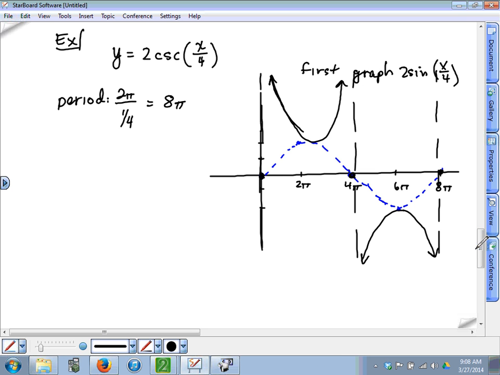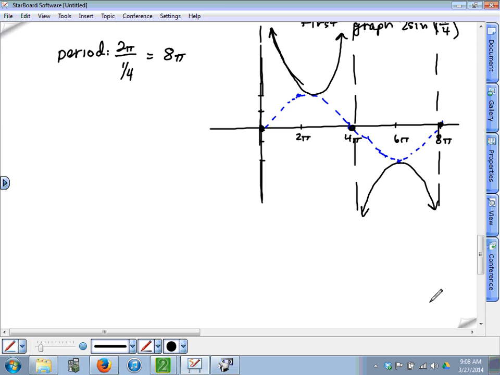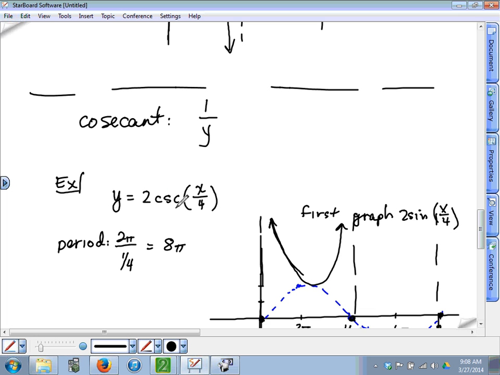The bell's going to be ringing here, so just real quick to wrap this up. If I had replaced this with secant, you need to pay attention to this. If I had replaced this with secant, what would the process have been? Graph cosine, and then just flip them up. Flip the highs up, the lows down. It's the same process.